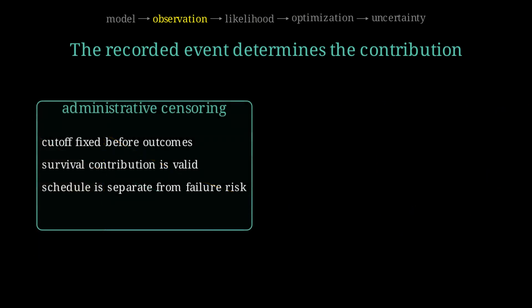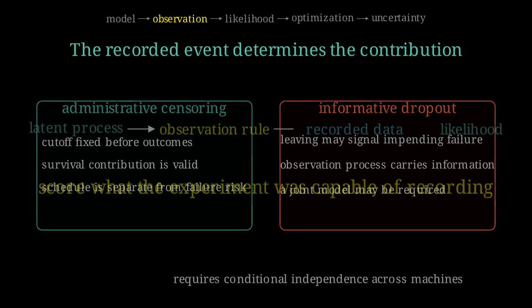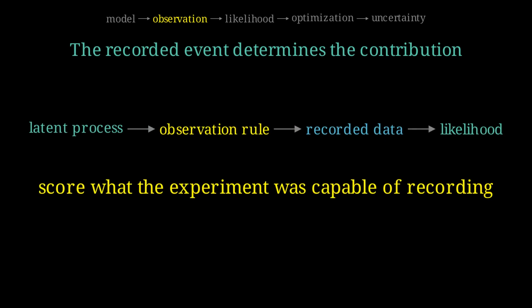Our 6-day cutoff was fixed in advance, so the simple survival contribution was justified. If struggling machines leave observation early, dropout and failure may be related. Then the censoring process carries information and needs a richer joint model. Finally, multiplying the 6 row contributions assumes the machines are conditionally independent under the model. The likelihood is determined not only by what can happen, but by what the experiment was capable of recording.